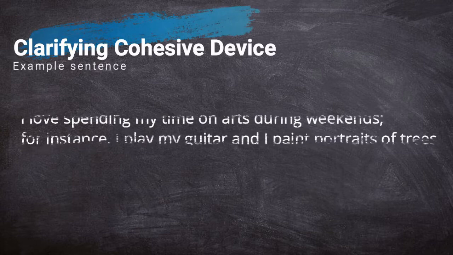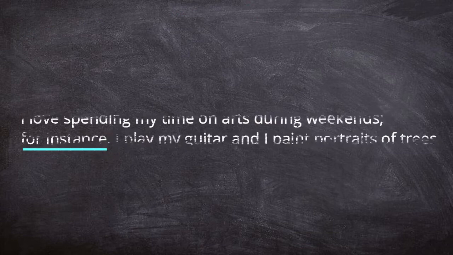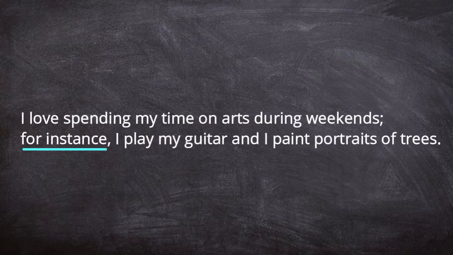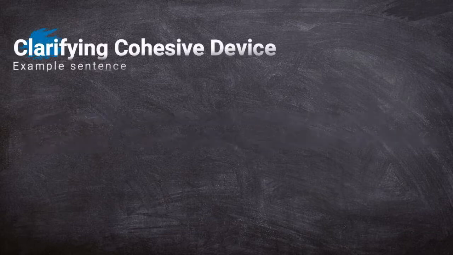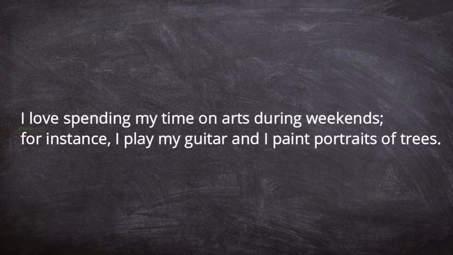Ipapakita ko sa inyo ngayon kung paano ginagawa ang ganitong klaseng sentence. Clarifying cohesive device sentence. I love spending my time on arts during weekends. Yan ang ating panimulang pangungusap. Magamit tayo ng punctuation marks para maihiwalay ang ating introductory sentence sa ating examples. Nakita niyo yon? We have semicolon, we have comma, and we also have the word and. Ano-ano ba ang functions nila?